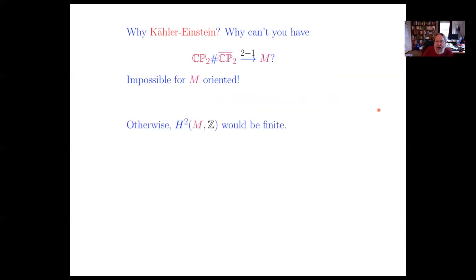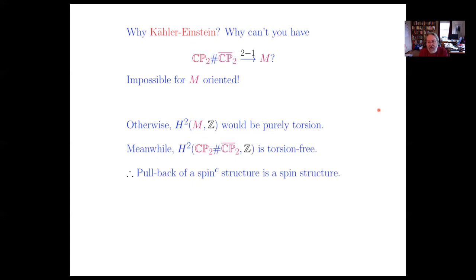Suppose that you had an oriented four manifold that was double covered by CP^2 connected sum CP^2 bar. Then by looking at the Euler characteristic, you can read off that its second Betti number is 0, just by the way the Euler characteristic behaves. So H^2(M;Z) would be pure torsion. On the other hand, the double cover has torsion-free second cohomology. And that means that if you pull back the first Chern class of any spin^c structure, you would get 0. Every oriented four manifold admits spin^c structures. Pull back a spin^c structure in this case, and you would get a spin structure on the manifold upstairs, but it isn't spin. That's a contradiction.